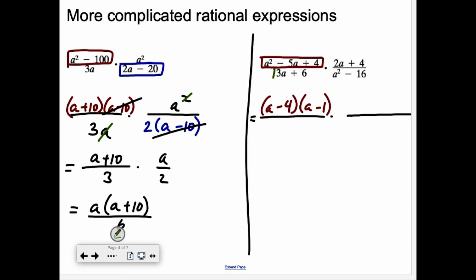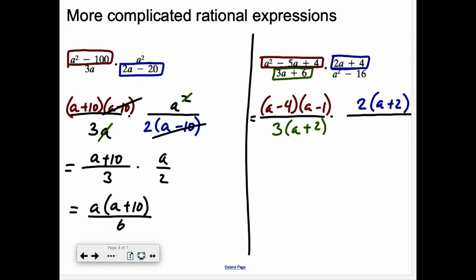This bottom one is a GCF. There's a 3 there, so it's going to be A plus 2. This top one's also a GCF. So it's going to be GCF of 2, A plus 2.